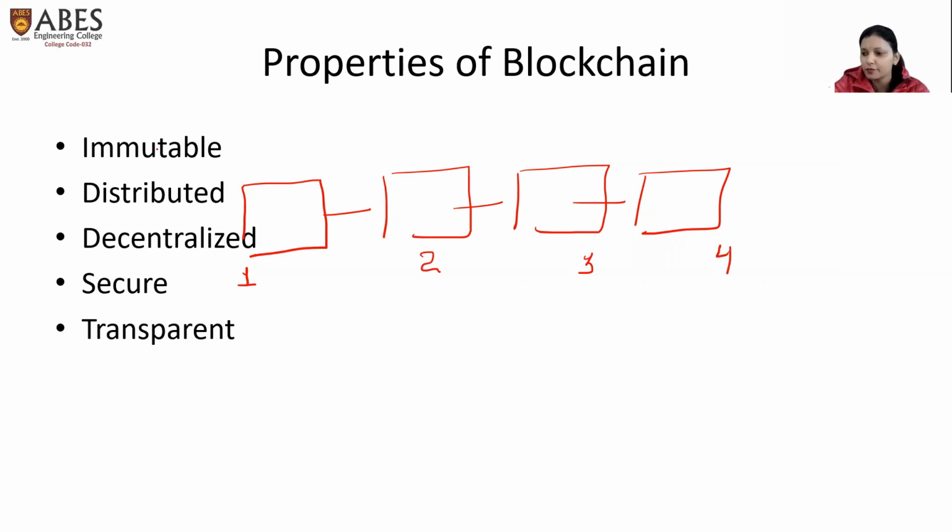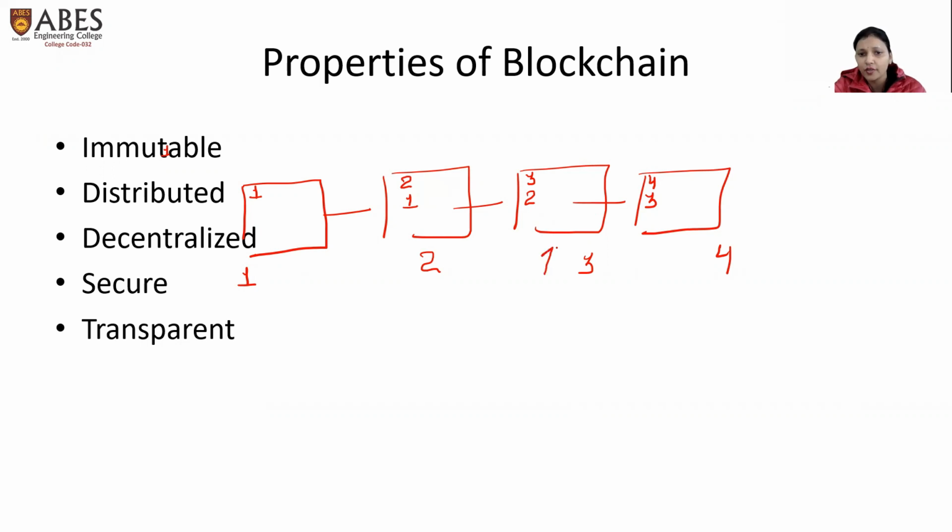So the first block will have its hash, and there is no previous block, so no previous block hash. The second block will have the hash of itself and the hash of the previous block, and the third block will have the hash of itself and the hash of the second block, and the fourth block will have the hash of itself and the hash of the third block. So these blocks are linked using the hash function.